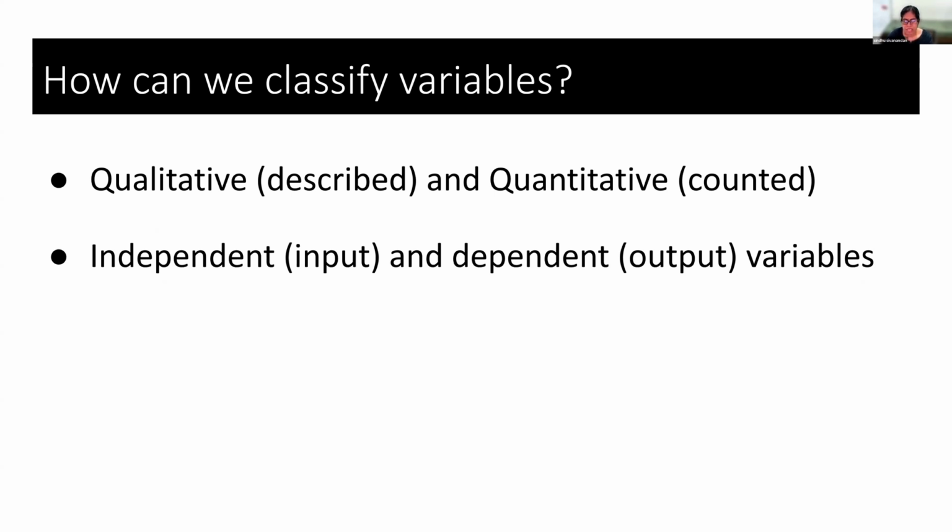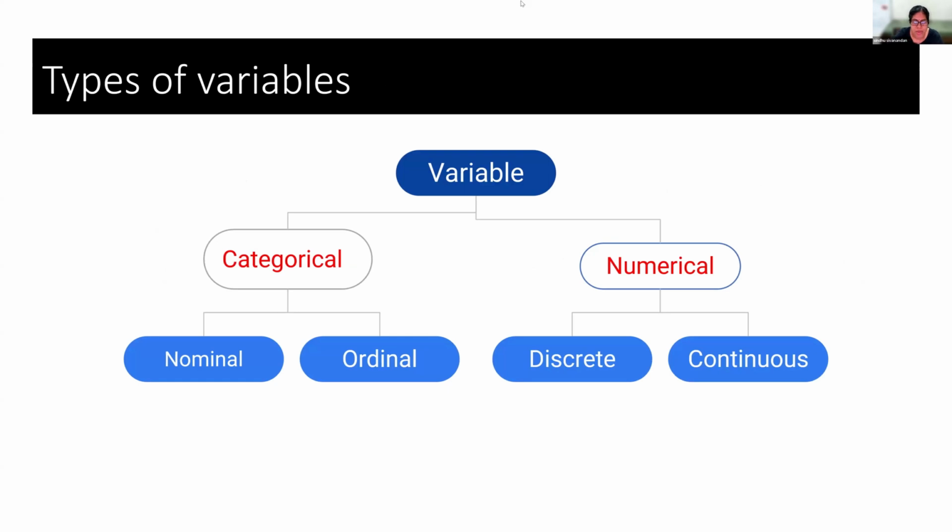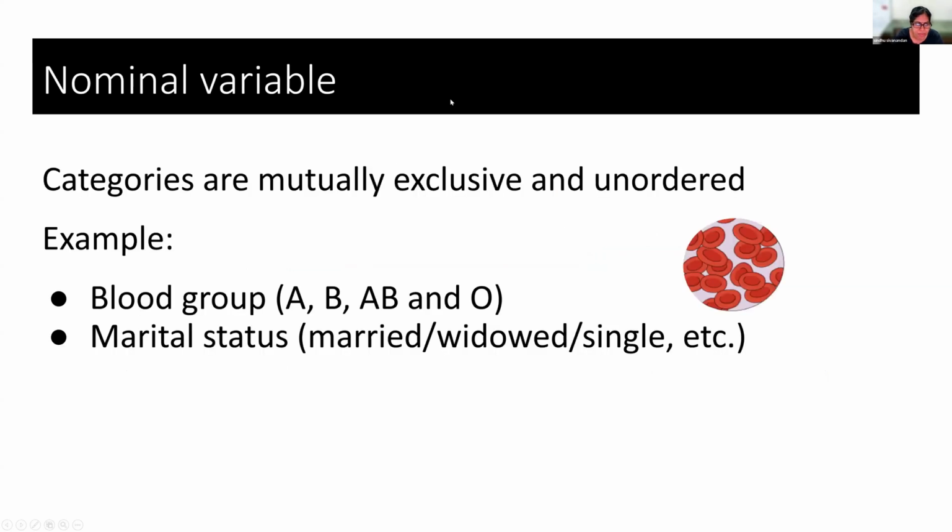For example, salt intake is an input or independent variable, and what influences the salt intake influences the outcome of blood pressure. So here blood pressure is a dependent or output variable. Variables can be classified as categorical or qualitative variables, which are further classified into nominal and ordinal, and numerical variables, which are discrete and continuous.